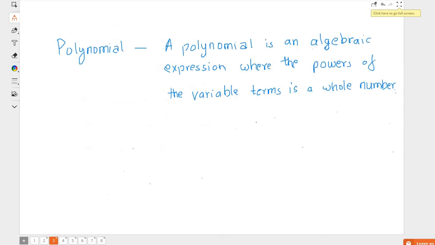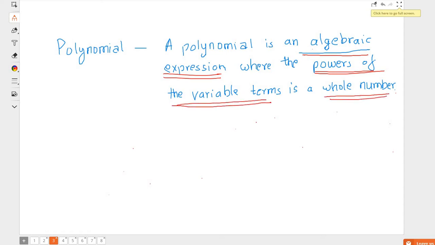So coming to what a polynomial actually is, we'll break down its definition. A polynomial is an algebraic expression where the powers of the variable terms is a whole number. Now, this is not a textbook definition. My approach is to have definitions which the student can understand easily.